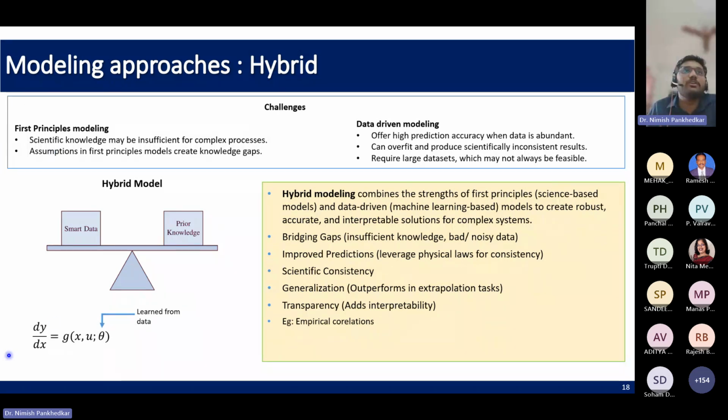So let us say you have your dy by dx equal to g of x and u, but this g as a function of x and u could not give you good insights. So what you do is you perform experiments with x, u, and y. You do a regression, you try to find some parameter theta and try to embed that to your model. And this is the way you can rectify, correct, or augment your physics based model by the data correction factors. So this adds interpretability to your black box models as well, and it makes the model more generalized, more robust.